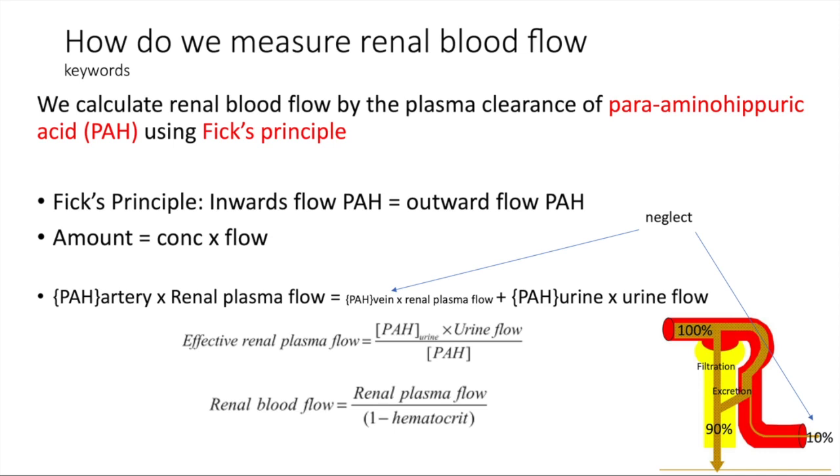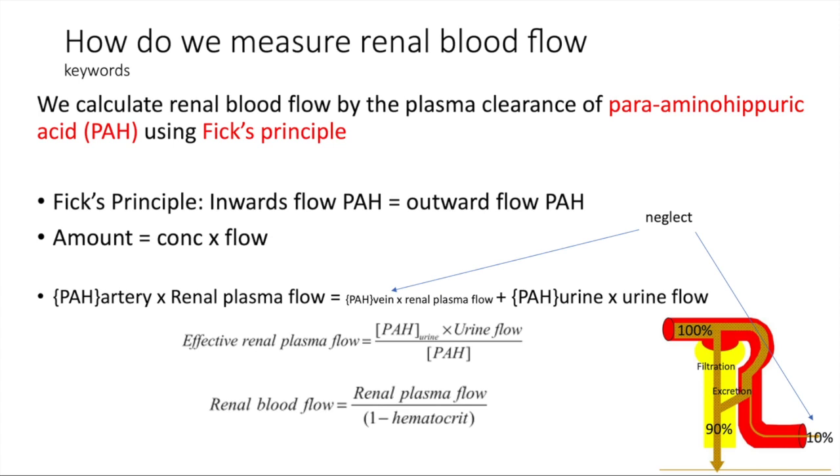Fick principle states that the amount of substance in blood that flows to an organ equals the amount that flows out, if the organ does not produce or degrade that substance. About 90% of PAH that enters the kidney through the renal artery is filtered and excreted in urine, and only 10% enters the renal vein, which is assumed to be negligible. So we assume the amount of PAH entering the kidney equals the amount in urine.